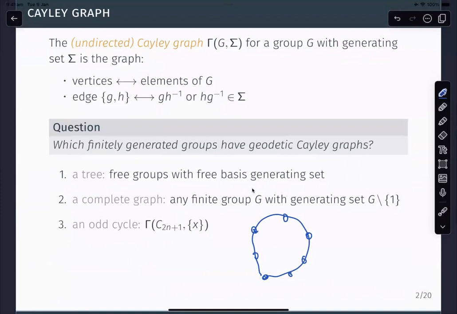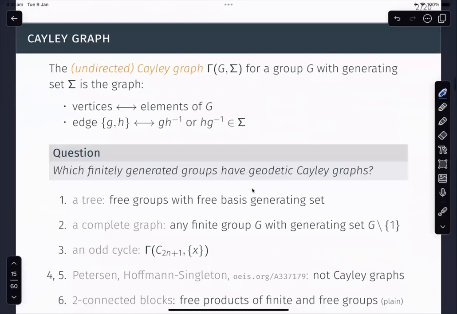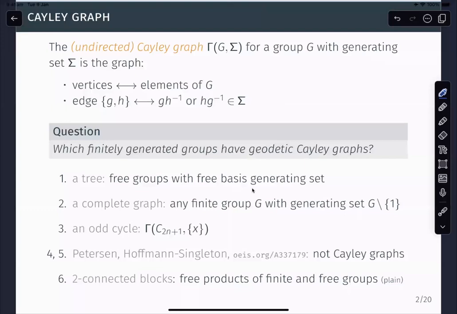Well, none of those other funky examples are Cayley graphs. Petersen graph, I think that's an exercise people sometimes do. This idea of joining existing geodetic graphs along vertices, just gluing together by vertices, the way that we can see that in groups is that we can take a free product of groups that we already knew were geodetic. And so far, the only ones I know are finite groups and free groups.